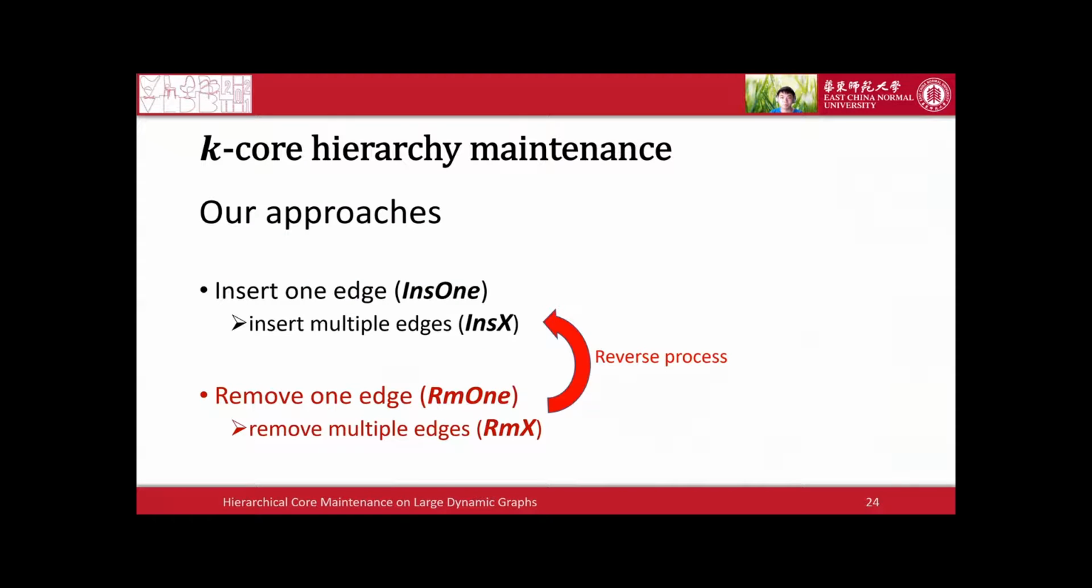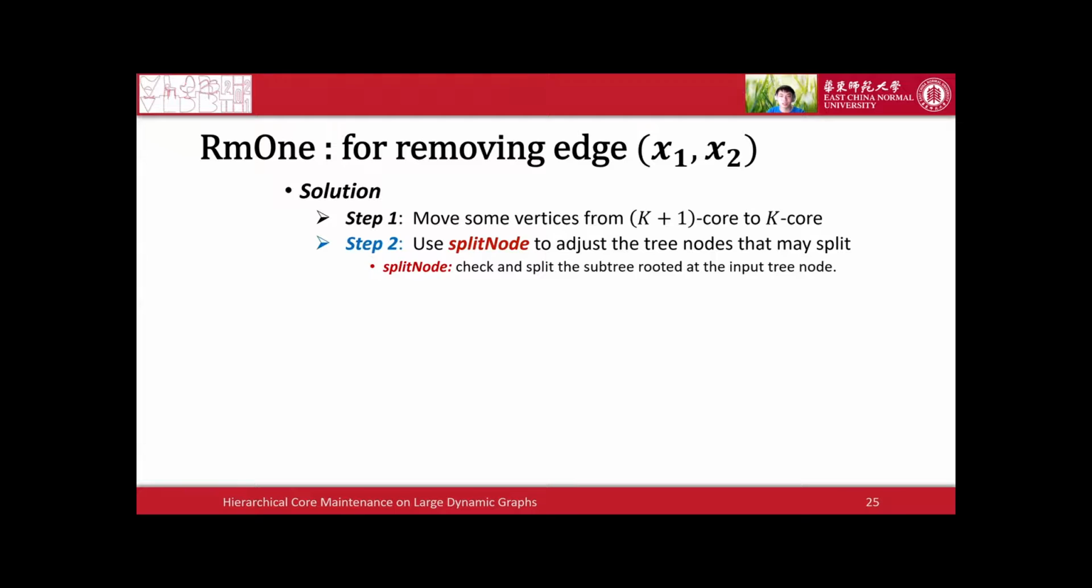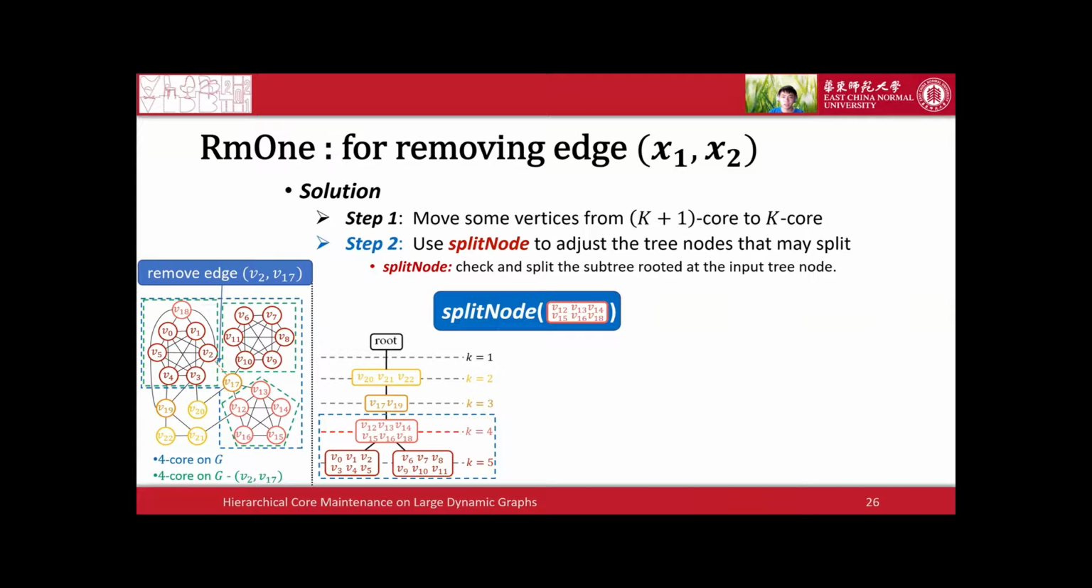Next, we briefly introduce how to maintain the tree after removing edges, as it is the reverse process of insertion. Different from insertion, the main operation of the removal process is to split nodes. The solution is to call split node to adjust the tree nodes that may split. Split node is a function to check and split the subtree rooted at the input tree node. Here is an example of split node.